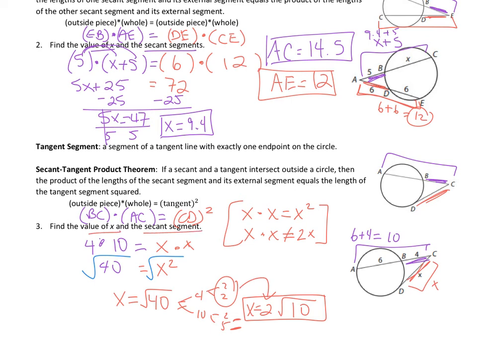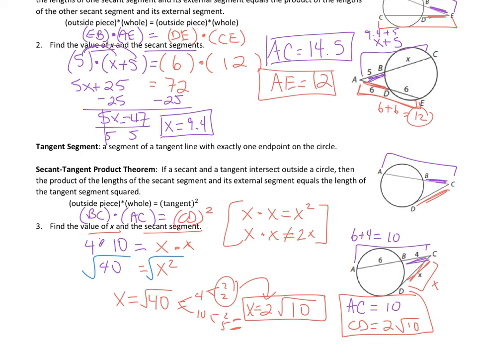So that's my x. I need to find the secant segment, and my secant segment is already found since that's my part in purple right here. And so our secant segment then will end up being a 10, and then my tangent segment, since we might as well fill that one in as well, will just be this 2 square root 10.